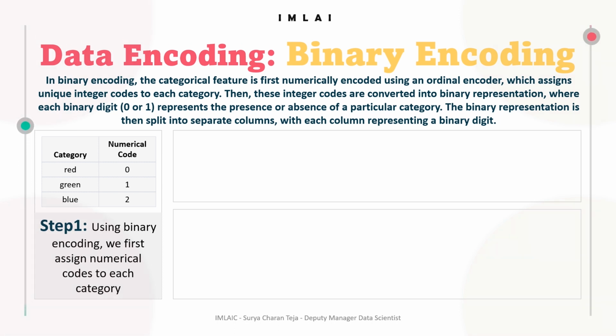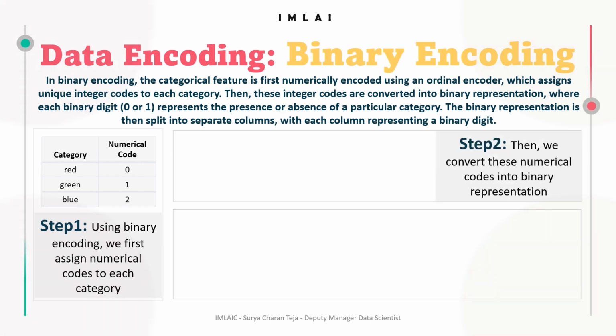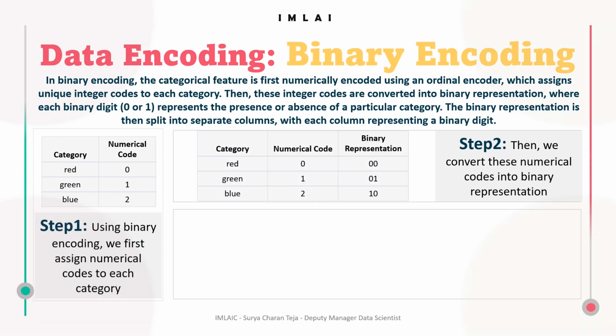Once the first step is done, the second step is to convert these numerical codes into binary representation, and this is how it will be converted. Red means 0, so 0 in binary representation is 0, 0. Green, 1, in binary representation is 0, 1. And blue, which is 2, in binary representation is 1, 0. So that's the second step.